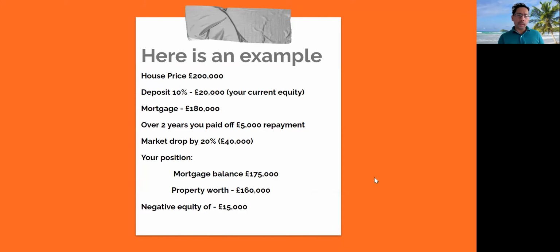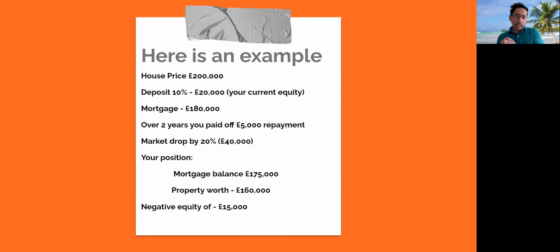And here's a little example. Okay, so you bought a property that was worth 200,000 market value. You put down a deposit of 10%, which is 20,000, and that is your current equity in that property. So when people ask you what equity you've got, that is the equity you've got because you've just bought the property. The remaining part of the price, which is 180,000, is your mortgage.